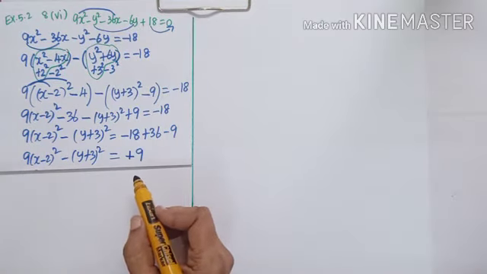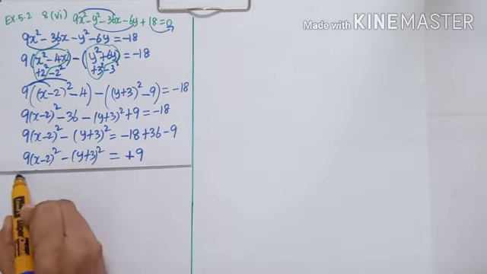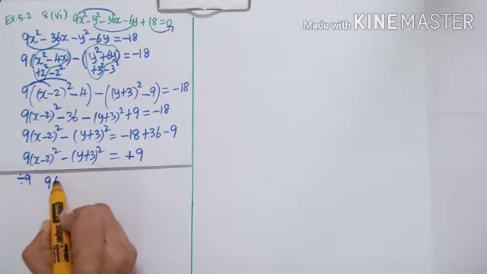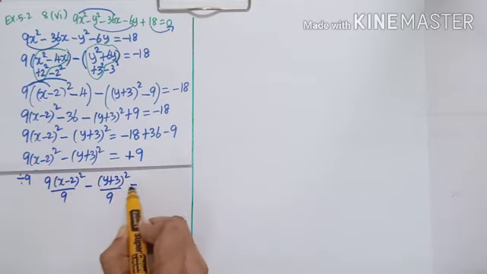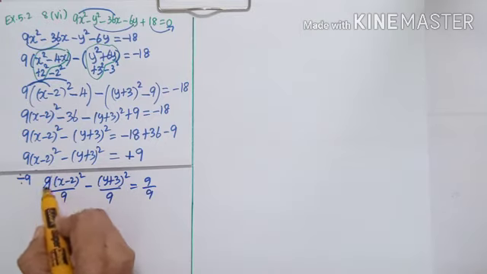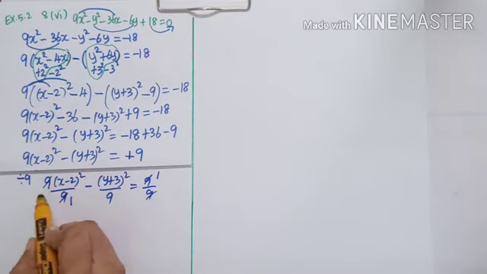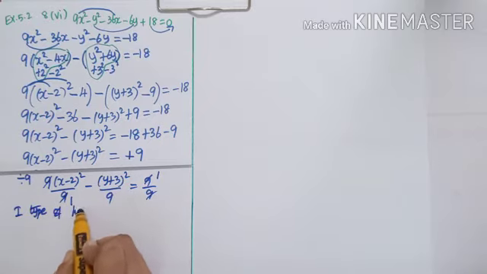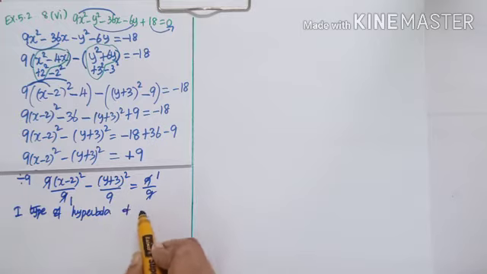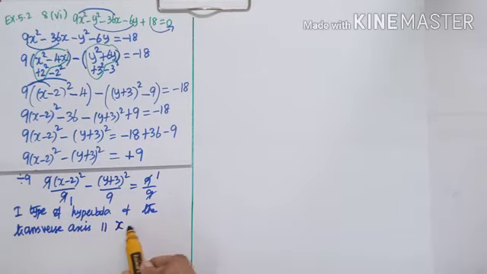In ellipse or hyperbola, the right hand side should be 1. So whatever number I get, I must divide by that. Divide by 9. So 9 x minus 2 the whole square by 9 minus y plus 3 the whole square by 9 equals 9 by 9. Cancelling, this is 1 and this is 1. And now x is positive tells me this is the first type of hyperbola, and the transverse axis is parallel to the x-axis.